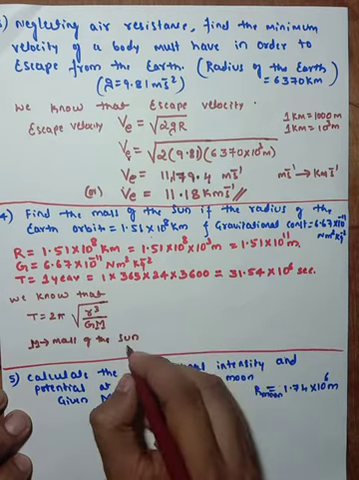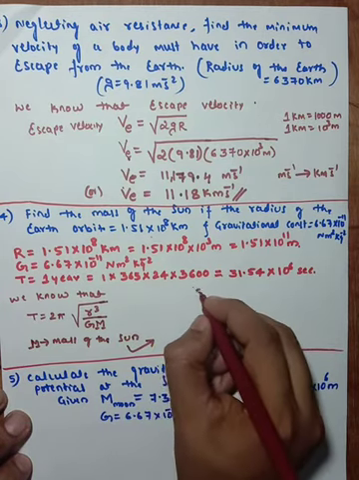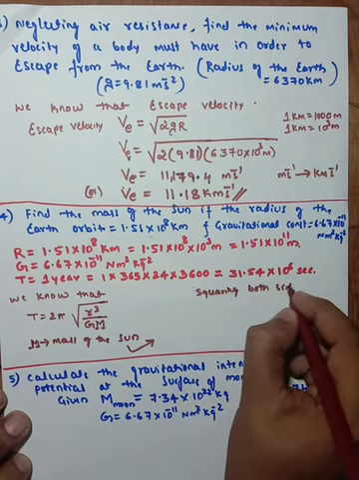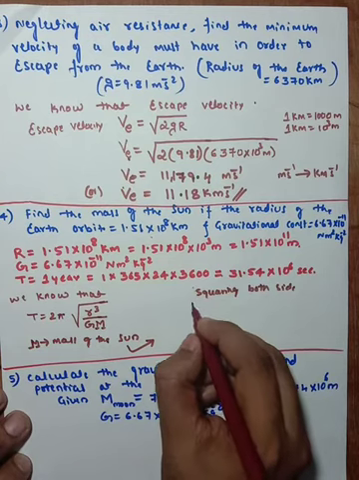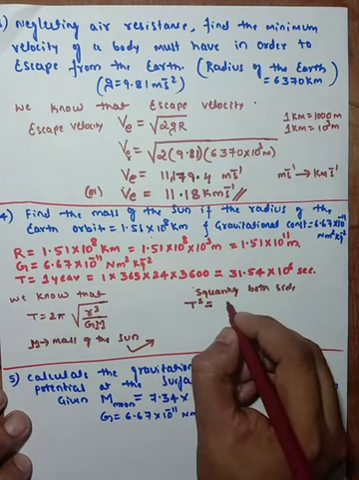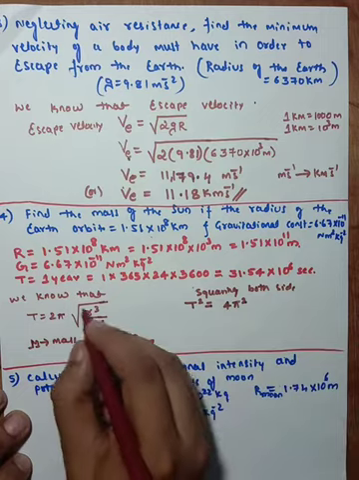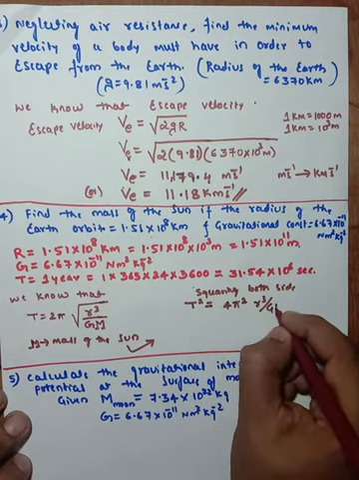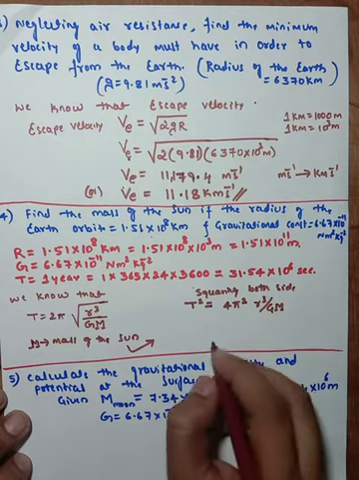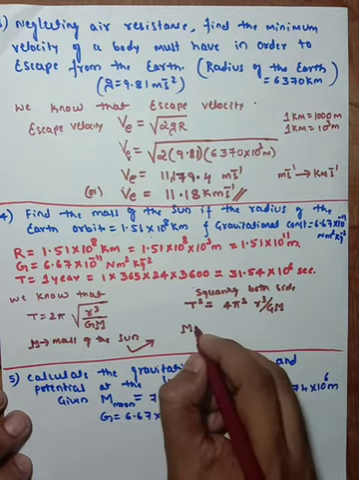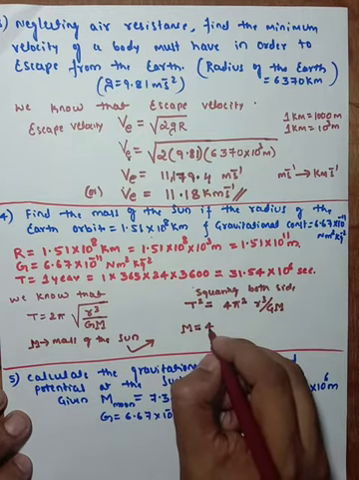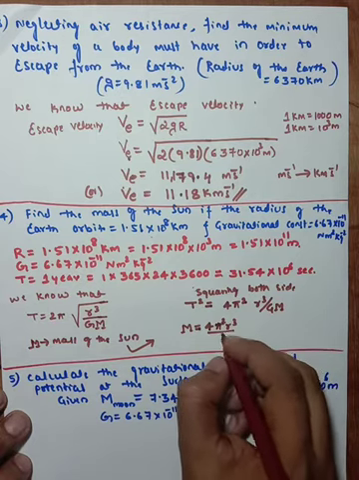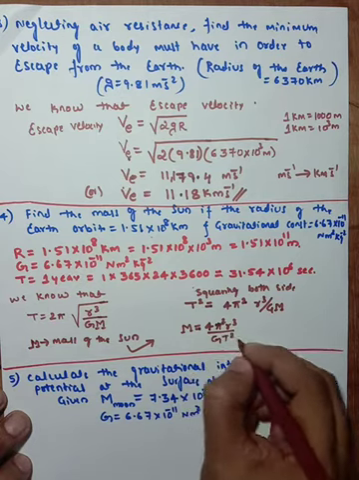Now squaring both sides. After squaring, what will you get? T square equal to 4 pi square, the square root and square will go. What remains? R cube by G into M, capital M. But I want the mass. Mass is nothing but 4 pi square R cube divided by G into T square.